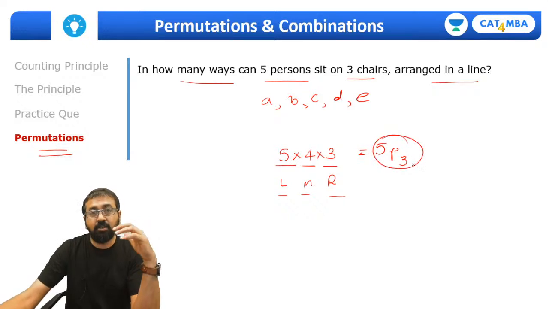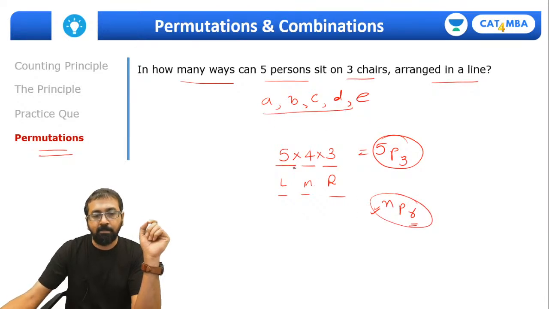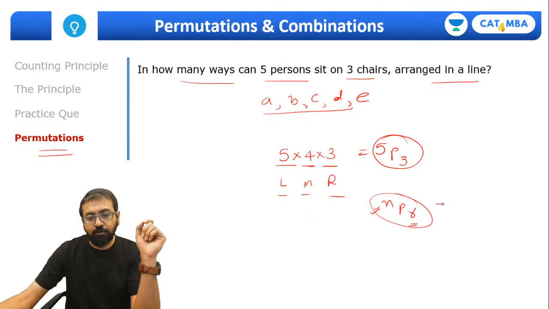So this is how that concept of nPr was derived: when you want to arrange n different objects on r distinct positions, it can be done in nPr ways. For example, if you want to arrange 5 people on 3 chairs, it can be done in 5P3 ways. Now what is the formula for nPr? It's n factorial upon n minus r factorial.